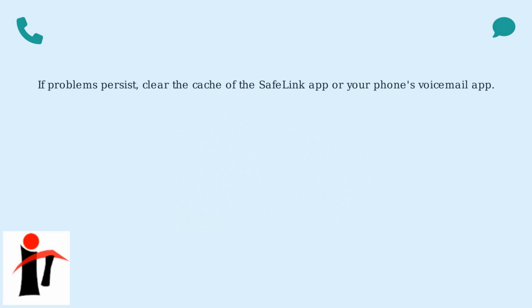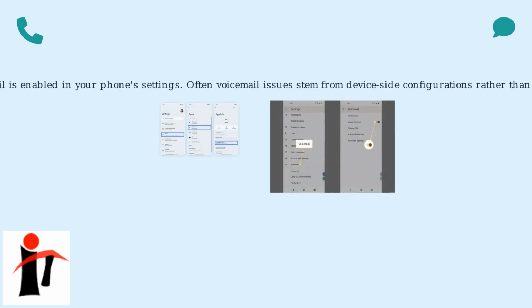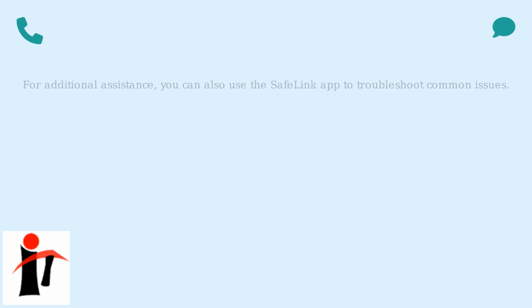If problems persist, clear the cache of the SafeLink app or your phone's voicemail app. Next, verify voicemail is enabled in your phone's settings. Often, voicemail issues stem from device-side configurations rather than SafeLink's network. For additional assistance, you can also use the SafeLink app to troubleshoot common issues.